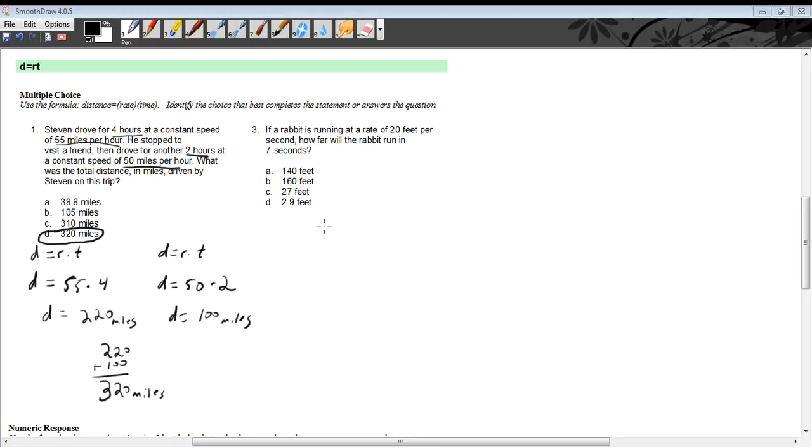So this one is one of those types of problems that's a little bit more complicated. I'm going to go over 1 and 3, and you guys will do 2 and 4 on the front page. We're going to use this formula. Distance is equal to rate times time. So the rabbit is running at a rate. Okay, so we know what the rate is. It's 20 feet per second. How far will the rabbit run in 7 seconds? And so the time is 7. And the distance, we're not sure. Oh, this was a little bit easier than I thought. So the distance is just going to be 20 times 7, which is 140 feet. So the answer is A.